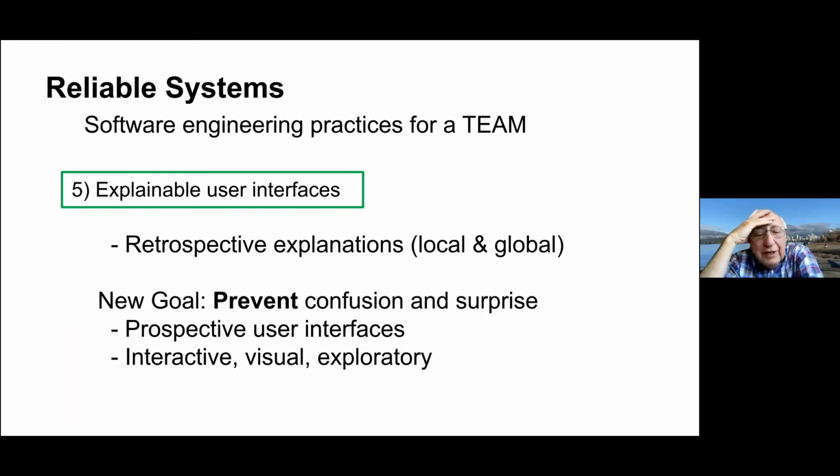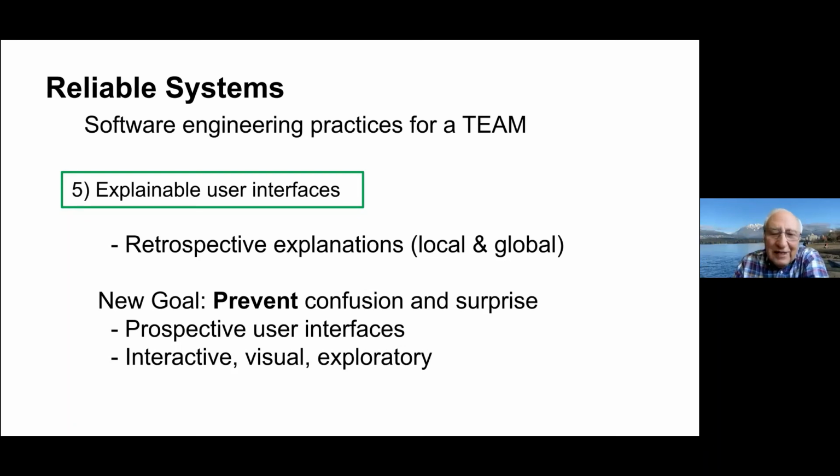But I think the new goal is just what seems to have worked for not only knowledge-based expert systems, but for intelligent tutoring systems and for user interface explanation systems or online help, was to prevent confusion and surprise. That's the goal. Not retrospective explanations, but prospective user interfaces that present a clear step-by-step decision-making process that the user participates in. This is very much what Amazon checkout looks like. It's very much what TurboTax does. And so that idea seems to have strength. They're interactive, they're visual, and they're exploratory.